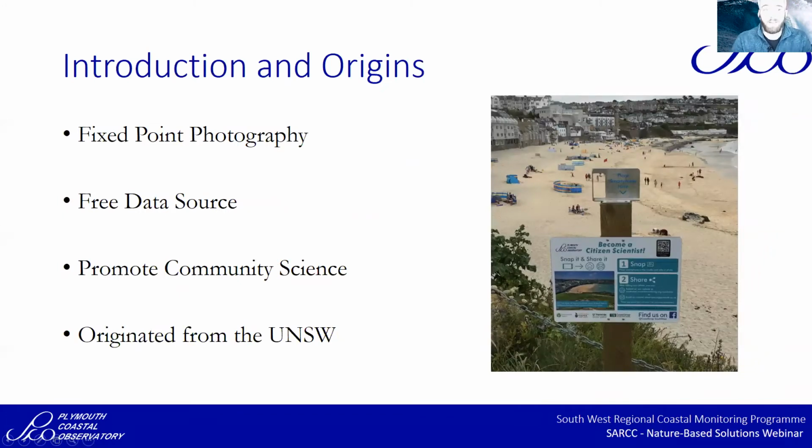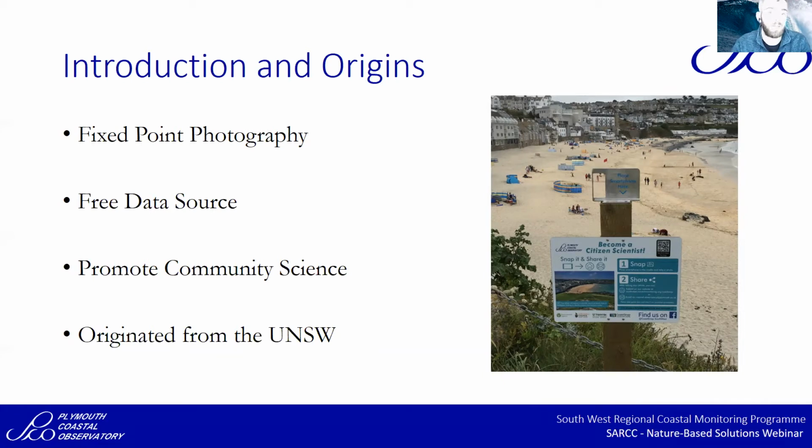CoastSnap then is a fixed point photography community science project, the infrastructure of which is extremely simple and cost effective and consists of a pole or frame like one you can see in this image here, atop which is mounted a stainless steel camera cradle and an A3 information sign with instructions included on how to use the cradle itself.